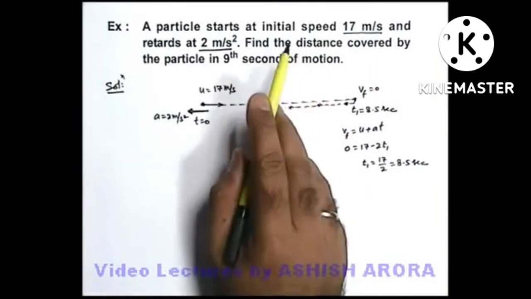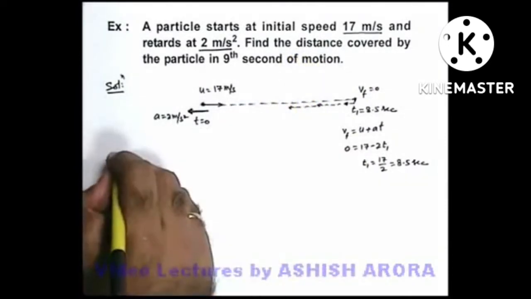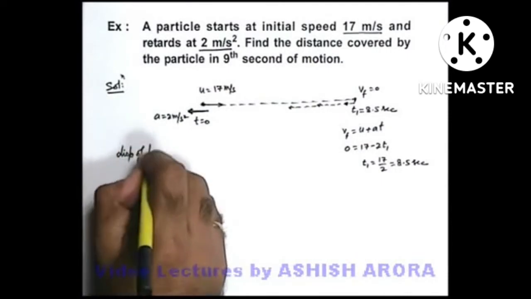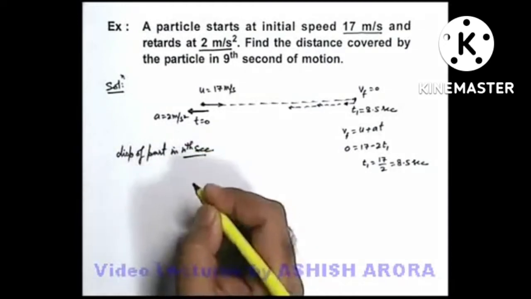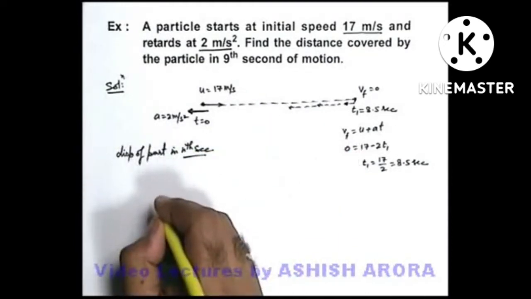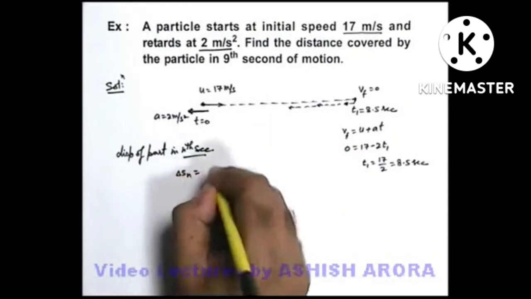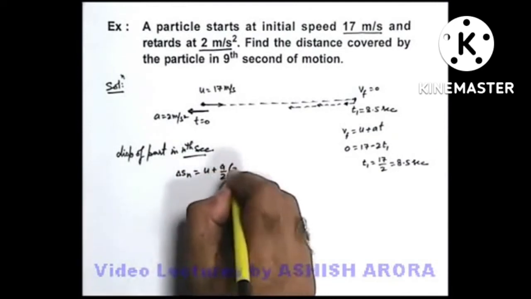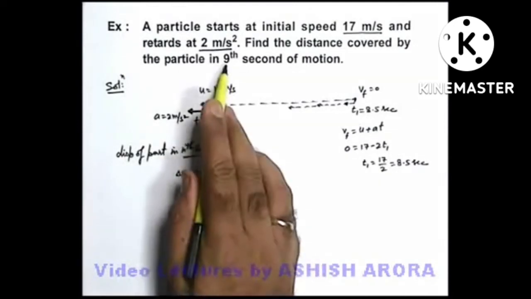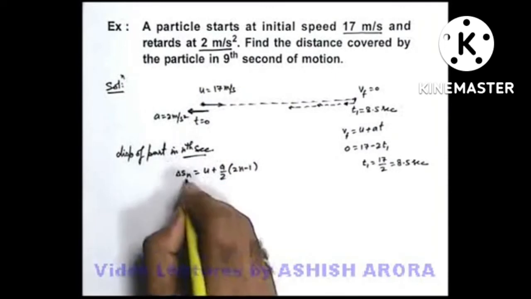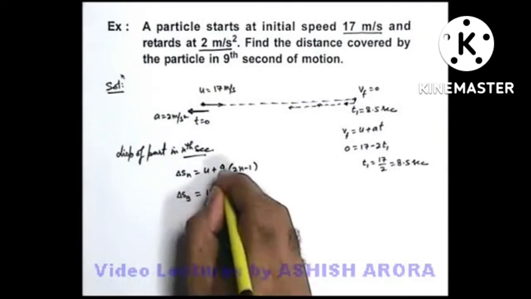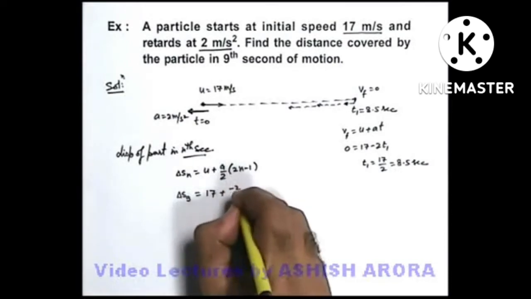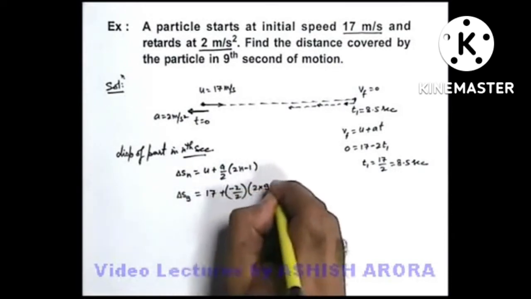If we calculate the distance by using the formula for displacement in the nth second, just see what will happen. You'll see an interesting result. The formula for the nth second of motion was u plus a by 2 into 2n minus 1. Here we are required to analyze the motion in the 9th second, so we find the displacement in the 9th second. This will be 17 plus a by 2, that is minus 2 by 2, into 2 into 9 minus 1.